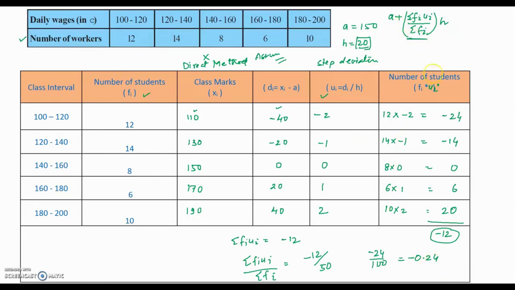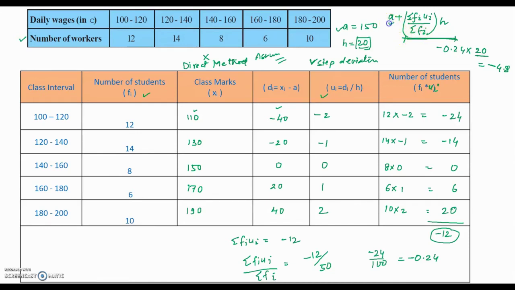Now you have got this part. You have to multiply by h. You have to put in the formula here. So minus 0.24 multiplied by h, which is 20, will give minus 4.8. So now minus 4.8 you have got after calculating this part.